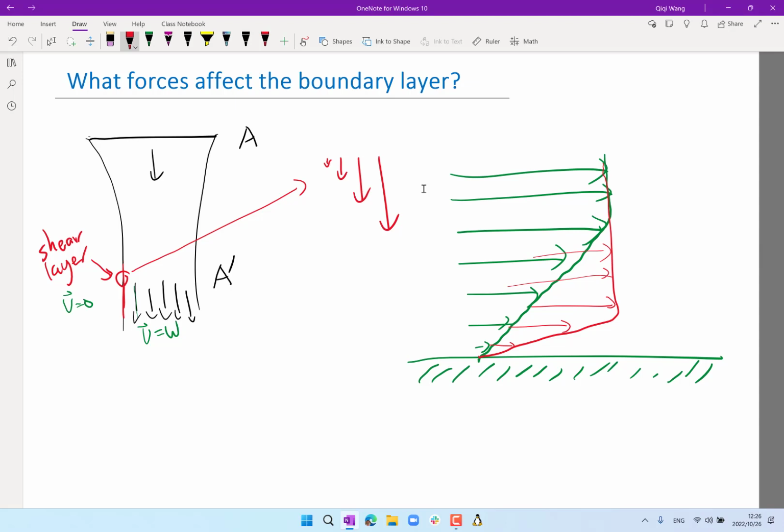In the test section, we don't want boundary layers. We want them to be as thin as possible. So this is what we call a favorable pressure gradient. It's favorable in the sense that it makes the boundary layer thinner and less significant. The opposite of a favorable pressure gradient is an adverse pressure gradient. It is a lower pressure here and a higher pressure here. It helps the viscous forces to make the boundary layer thicker and thicker.